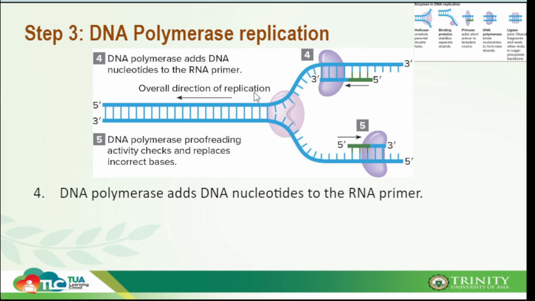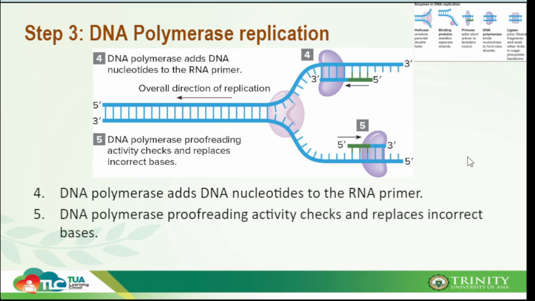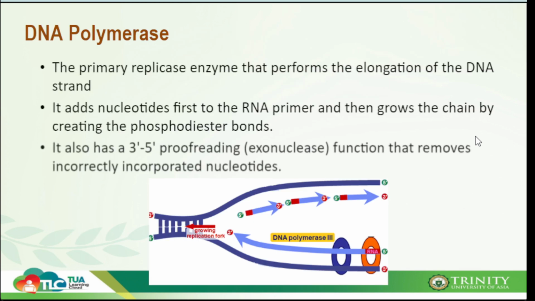Again, the overall direction of the replication is from 5' to 3' in the leading strand and 5' to 3' again in the lagging strand. So, one ability of the DNA polymerase, aside from adding your DNA nucleotides, is also to proofread yung mga base pairs na dinadagdag niya. So, kapag nakita niyang mali yung inad niyang base pair, it will replace it with the correct base. Okay?